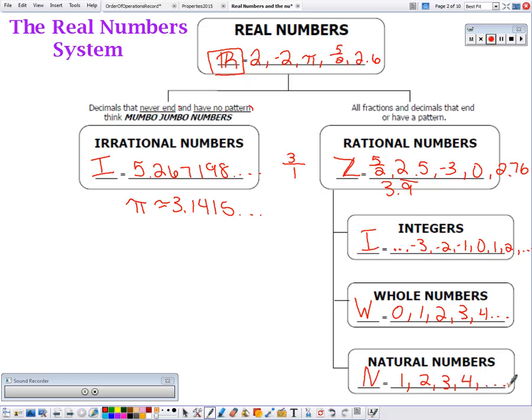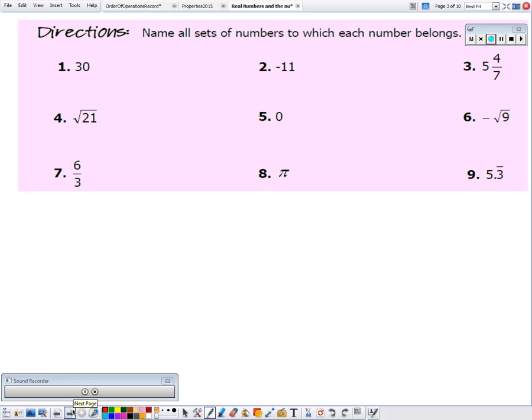The difference between natural numbers and whole numbers, what is it? If you said that whole numbers include 0, you were right. Natural numbers do not include 0. So we're just going to denote which ones these all belong to.